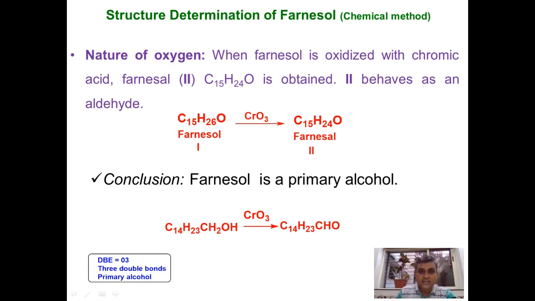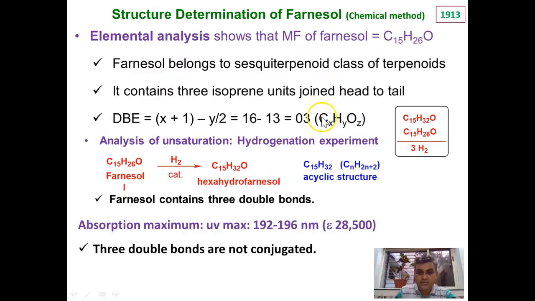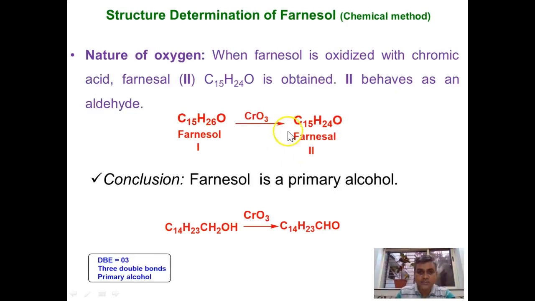Now let us discuss the nature of oxygen. In this way we have completed the analysis of unsaturation and we have proved it contains 3 double bonds. Now we have to find out the nature of oxygen in farnesol. For that a simple experiment is performed. Farnesol is subjected to oxidation and the resulting product has molecular formula C15H24O. Analysis of this compound has shown that it is an aldehyde and it is called farnesal. Oxidation giving an aldehyde means that the starting material is a primary alcohol. Thus farnesol is a primary alcohol.